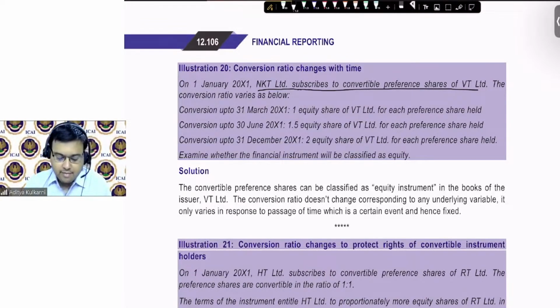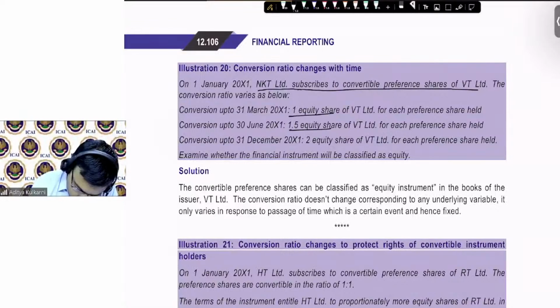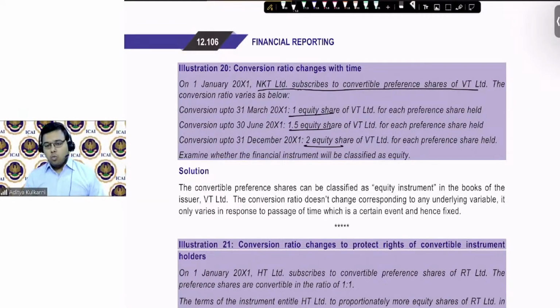So now you tell me, what is it? Is it a variable number? Yes, 1, 1.5, 2. So what is this variability on account of? Is it on account of a restructuring event? No. Is it on account of a foreign currency convertible bond? No. Is it on account of performance related to business? No. Is it on account of passage of time? If you convert up to 31st March, you get 1. If you convert up to 30th June, you get 1.5. Up to 31st December, you get 2. So this is purely due to passage of time. And am I certain that time will pass?